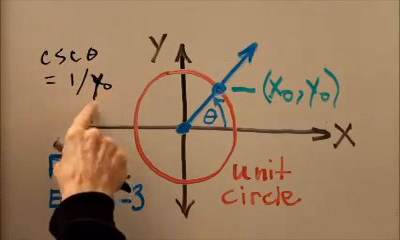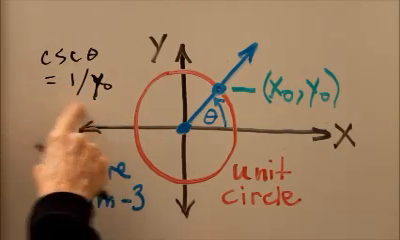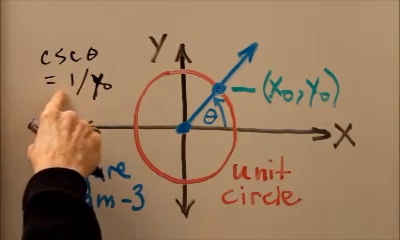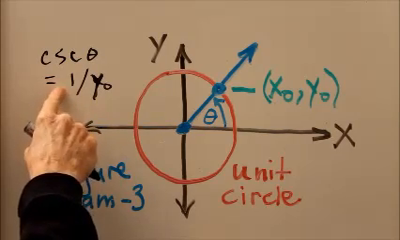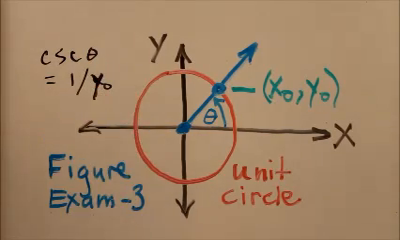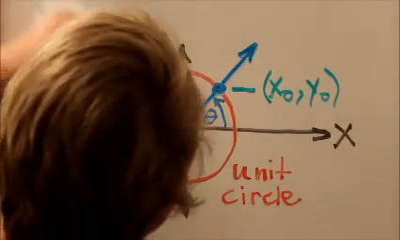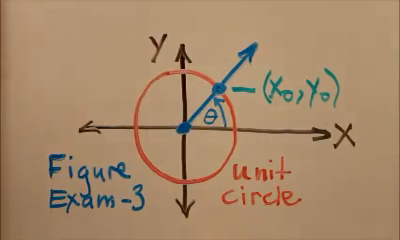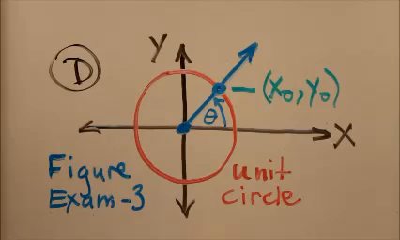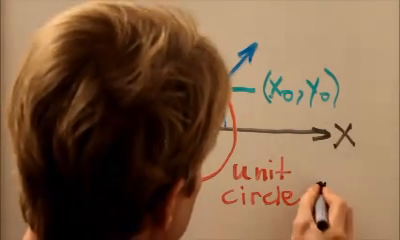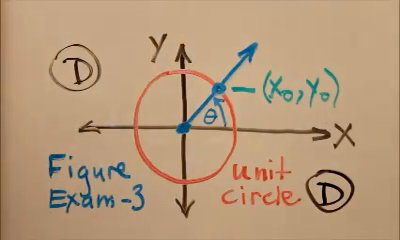Choice D would assert that the arc cosecant of 1 over x sub 0 equals theta, or in reverse would assert that the cosecant equals 1 over x sub 0. So choice D is inaccurate. Therefore, that is the choice that is the correct answer to this question, D.